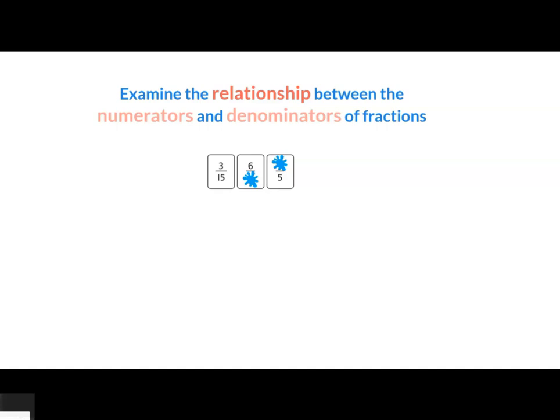15 has been divided by 3 to result in 5. So the denominator has been divided by 3, giving us a new denominator of 5. The rule is whatever operations carried out to the denominator, it must also be carried out to the numerator. So 3 divided by 3 leaves us with a numerator of 1. 3/15 is equivalent to 1/5.